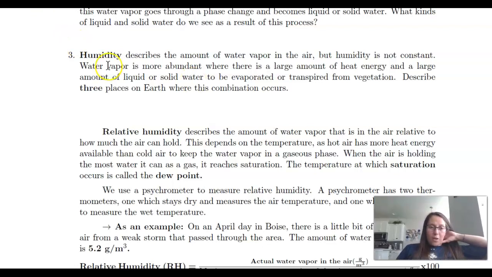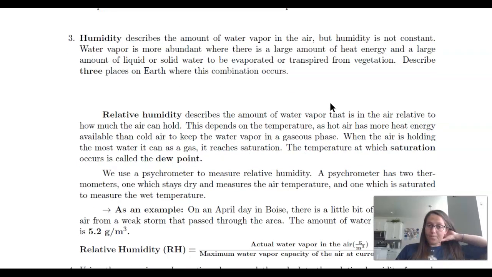Third question. Humidity describes the amount of water vapor in the air, but humidity is not constant. Water vapor is more abundant where there is a large amount of heat energy and a large amount of liquid or solid water to be evaporated or transpired from vegetation. So describe the 3 places on Earth where this combination occurs. So basically places where you would have a lot of water vapor, right, and where you have a fairly large amount of heat energy or input from solar energy. Okay? So I'll let you think about those.